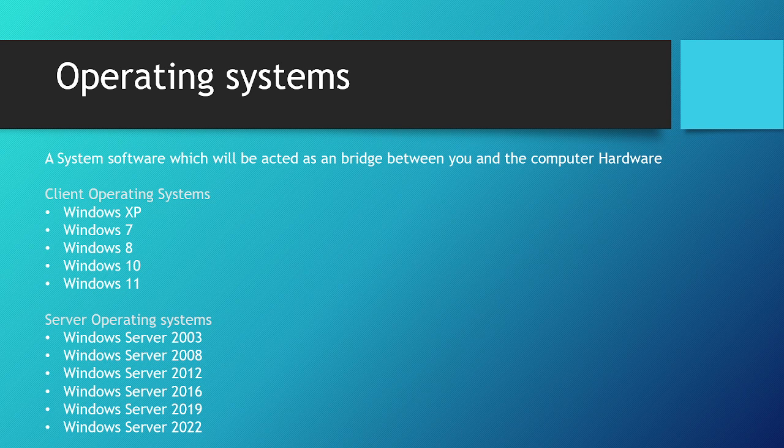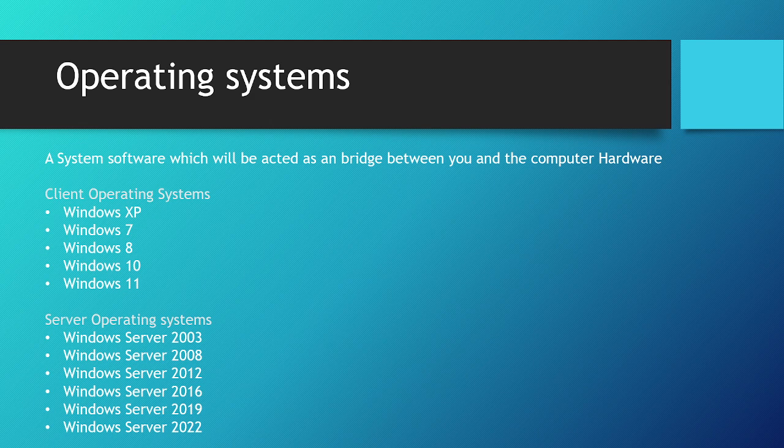Then we also discussed the operating system. An operating system is a system software which is installed on the computer hardware in order to make the computer work. We can also say it's a system software which acts as a bridge between you and the computer hardware, because without the operating system, a computer is of no use, correct? There are two types of operating systems: one is client operating system, another one is server operating system.